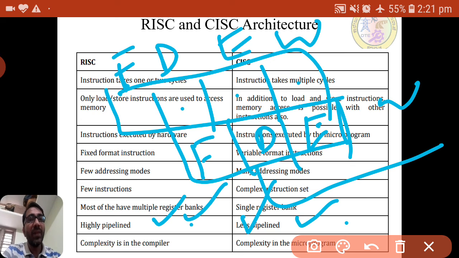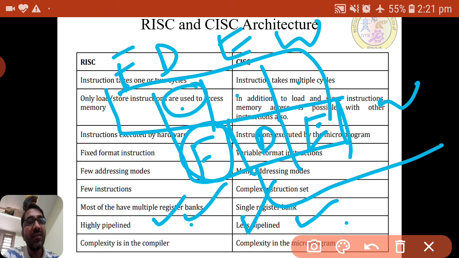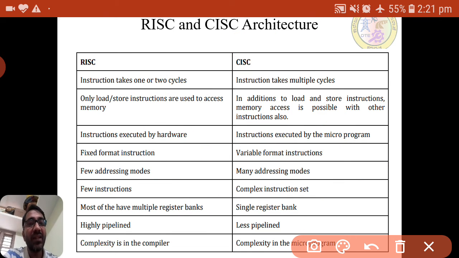So when the previous instruction is decoding, the present instruction is fetching. Okay, like this it will happen in parallel. So this architecture is highly pipelined, and here it is less.